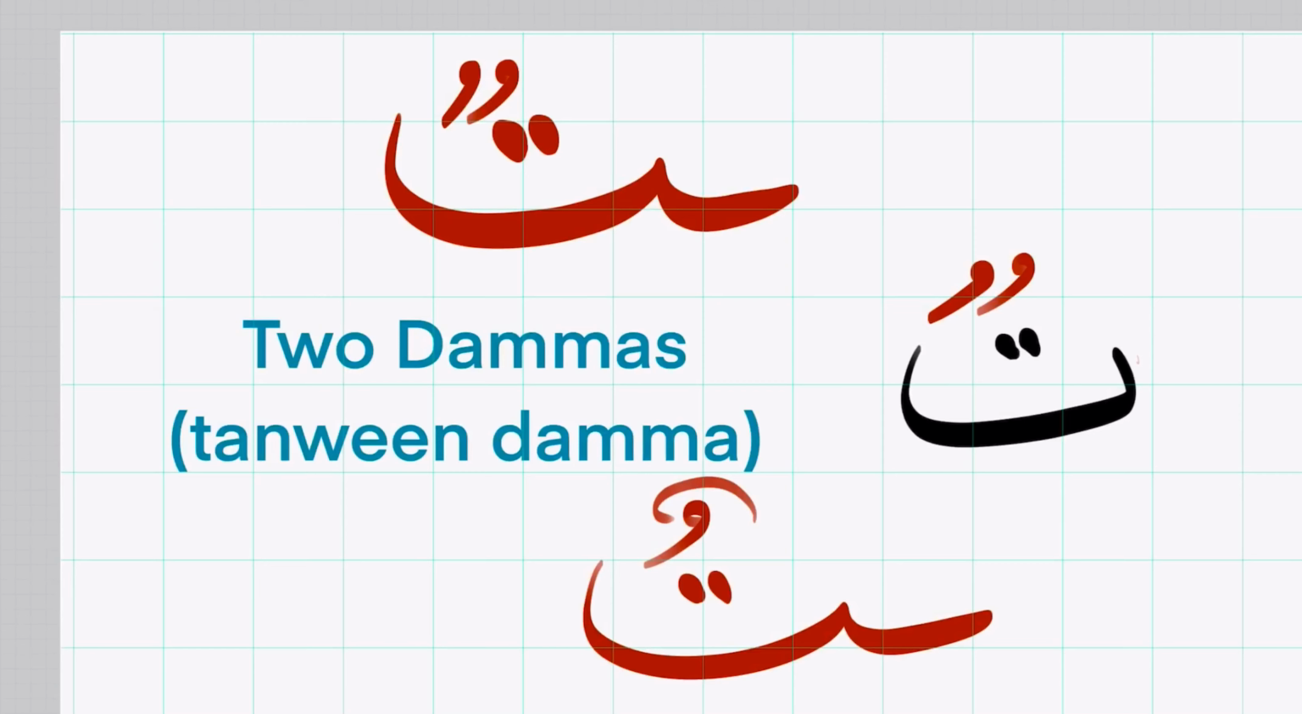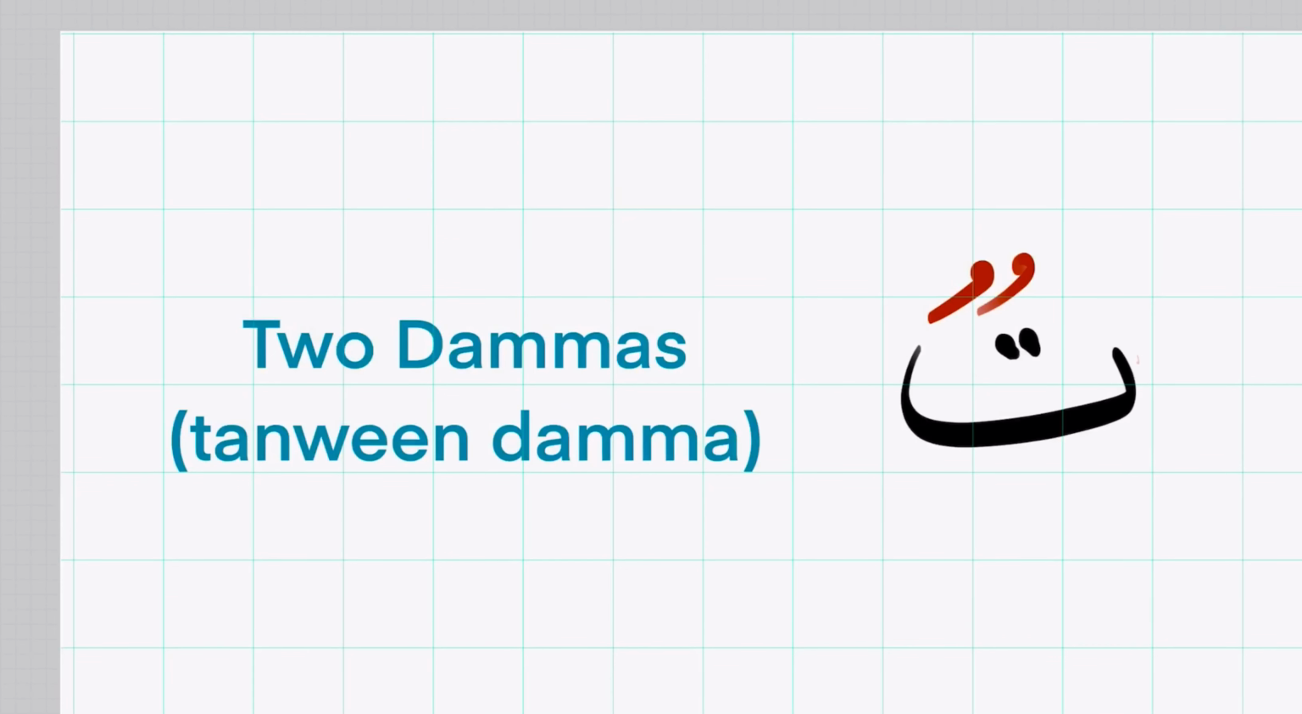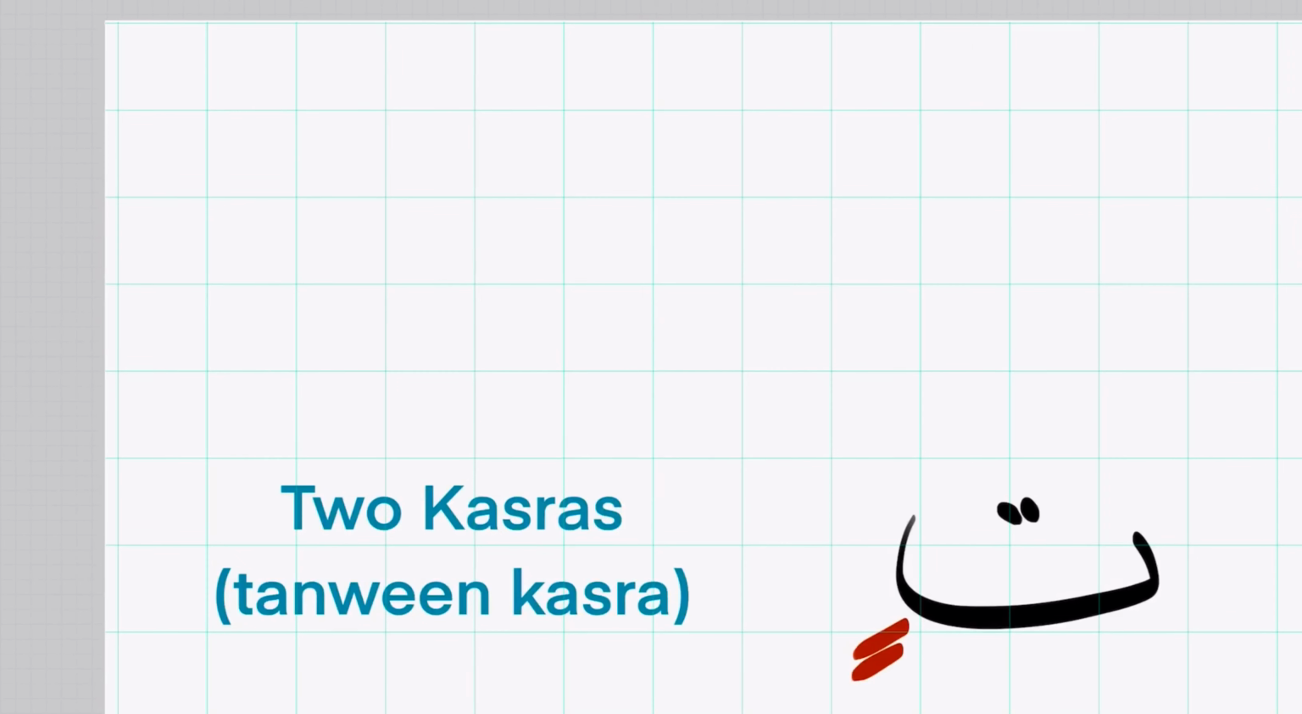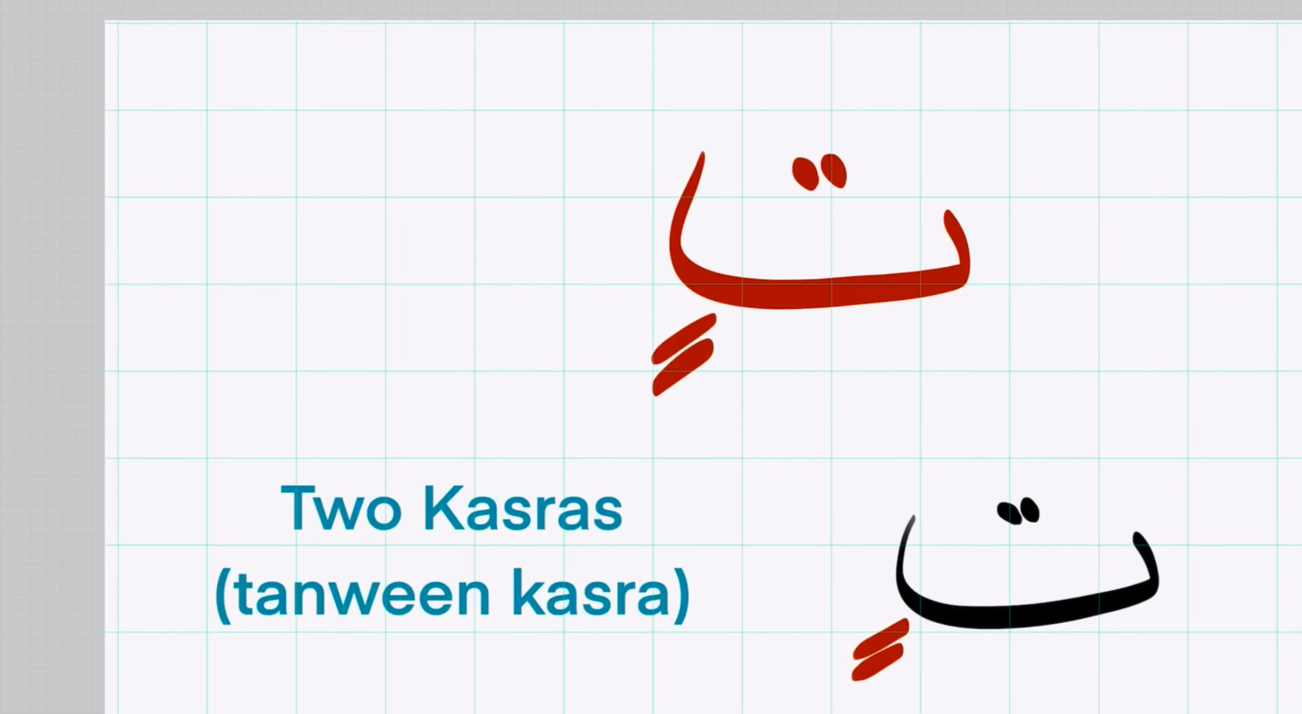So what will be the third kind of tanween if you remember? What do you expect? The two kasras or tanween kasra. How would the ta letter look like when it has the tanween kasra or two kasras? Try to guess it on your own. How would it be pronounced? I hope you got it right. Tin. This is how the ta letter would look like when it is on its own attached to tanween kasra or two kasras. Let's practice. Tin.